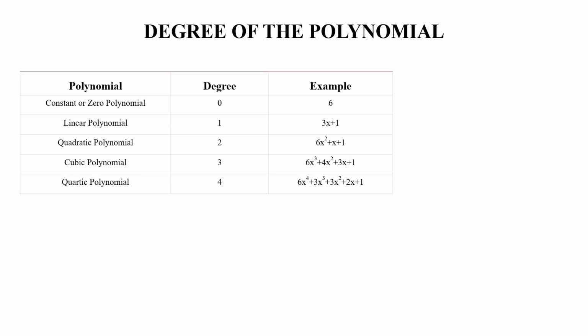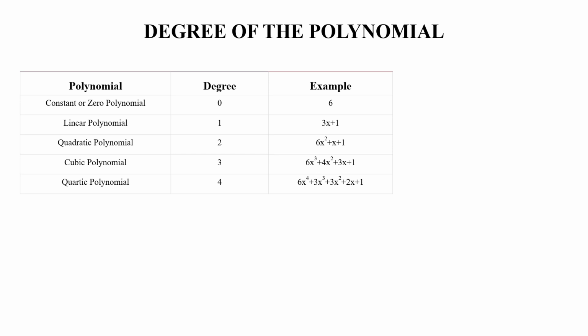How can we define the degree of a polynomial? A zero polynomial has degree zero. For example, here is 6, because there is no variable and no coefficient, simply a constant. So it is a zero polynomial, a single term without any variable. A linear polynomial is defined with some variable and some constant.